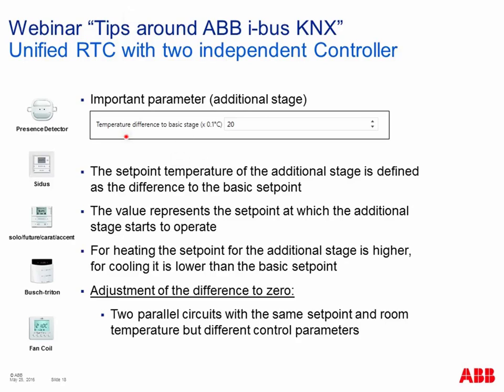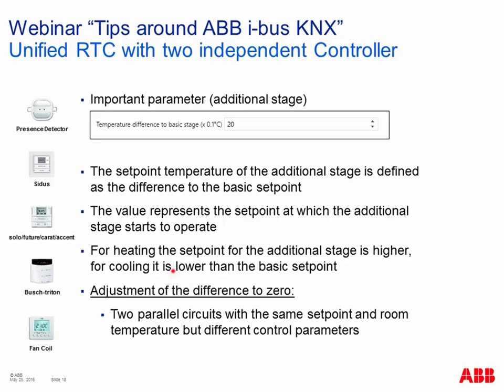So this parameter, temperature difference to basic stage, has nothing else to do but with this 1 or 2 set point explanation I have given to you already. The set point temperature of the additional stage is defined as a difference to the basic set point. The basic set point you adjust in the parameters, and with this temperature difference you adjust in principle the set point of the additional stage. So this value represents the set point at which the additional stage starts to operate in principle.